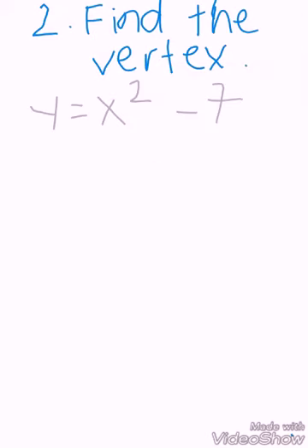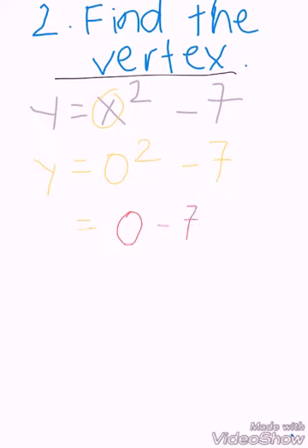After finding the axis of symmetry, next we're going to find the vertex. In finding the vertex, we just need to substitute the axis of symmetry to the x. So the axis of symmetry is 0, so 0 squared minus 7. 0 times 0 is 0, minus 7, and it's negative 7. So the vertex is 0 and negative 7.